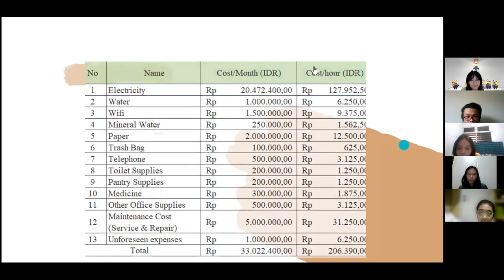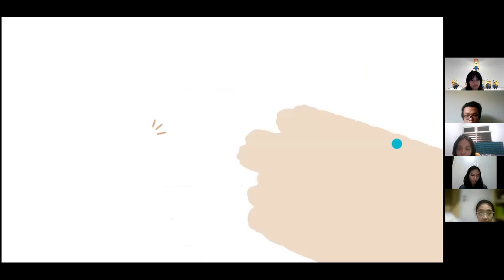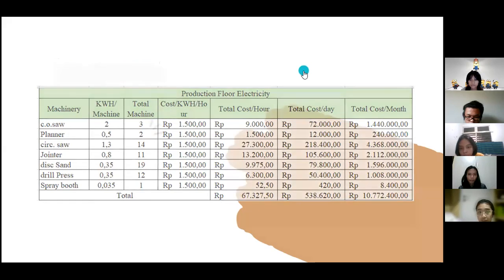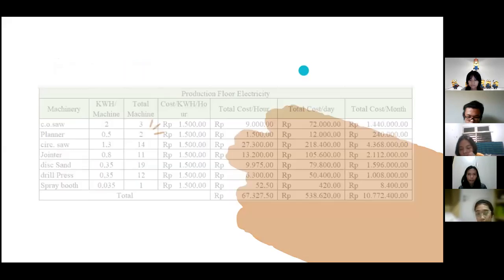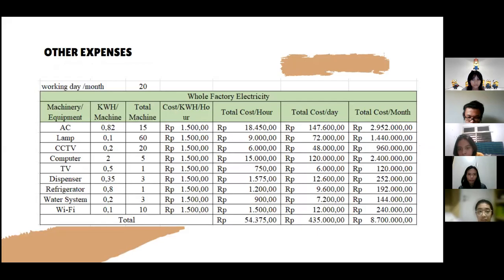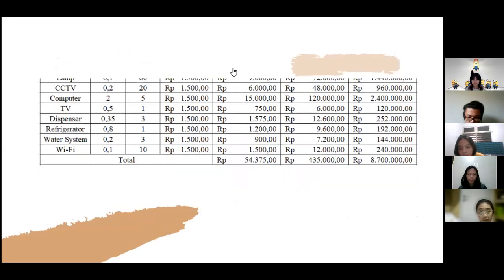This is the other expenses, continued. For production floor electricity, machinery from the CO saw until the spray wood, the total is 67,000 rupiah. Next. This is the other expenses, continued. The working days per month is 20, for the machinery or equipment from the ASIF until the Wi-Fi. Next. The next slide can be explained by my friend.